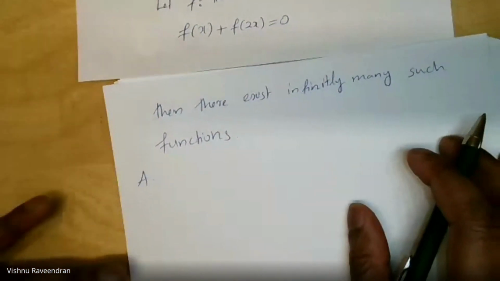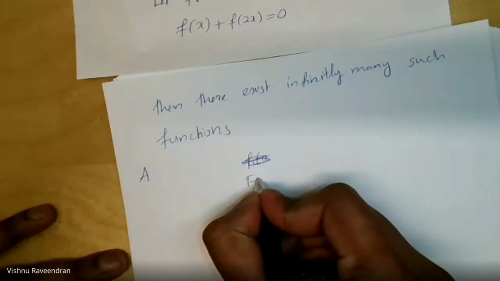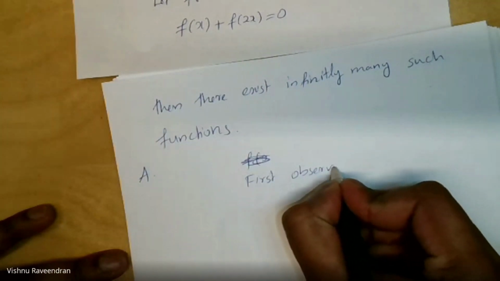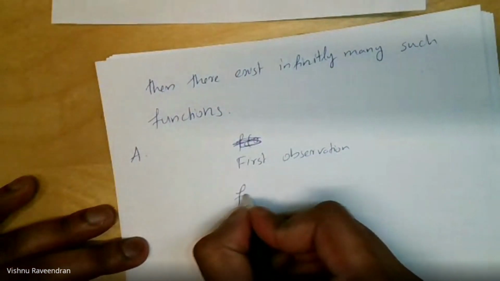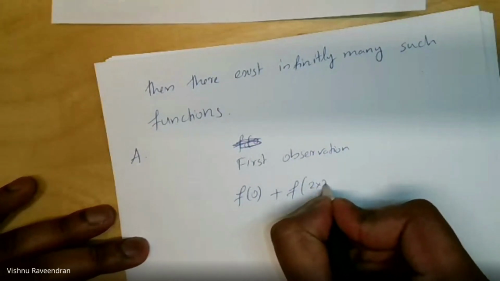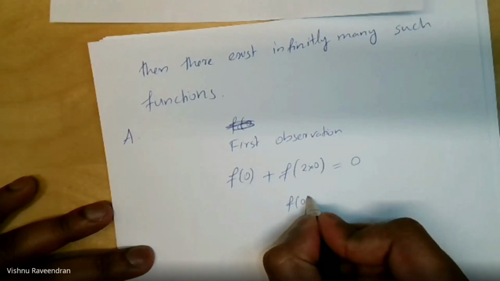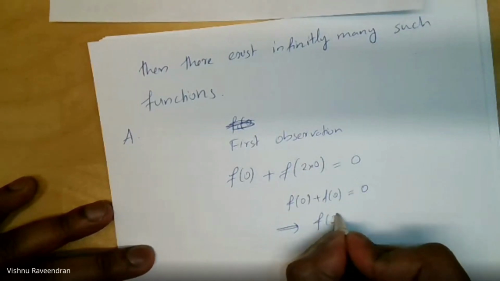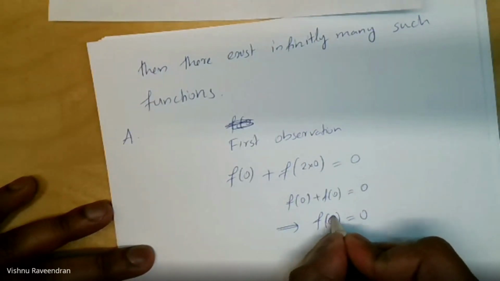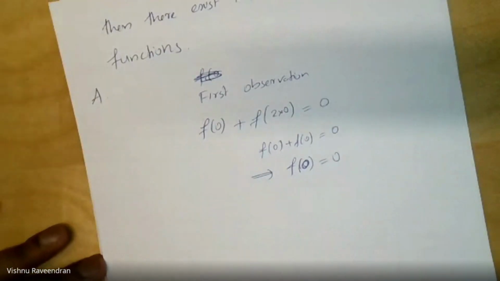Yes, so I can give you the first one. f(0) should be 0. That will be the first observation. You can check for 0, because if you put 0, f(0) plus f(2 times 0) will be 0, right? That means f(0) plus f(0) is equal to 0, which implies f(0) equals 0. This is the first observation we need to make.